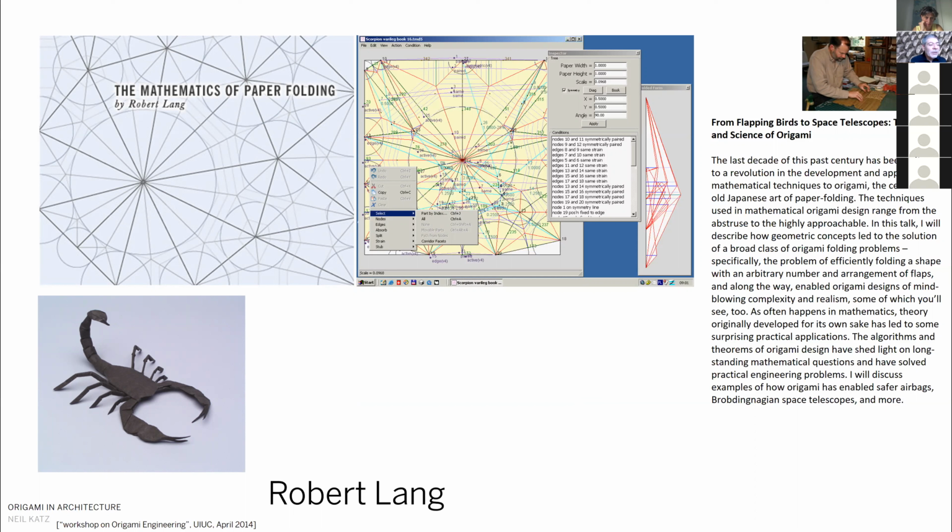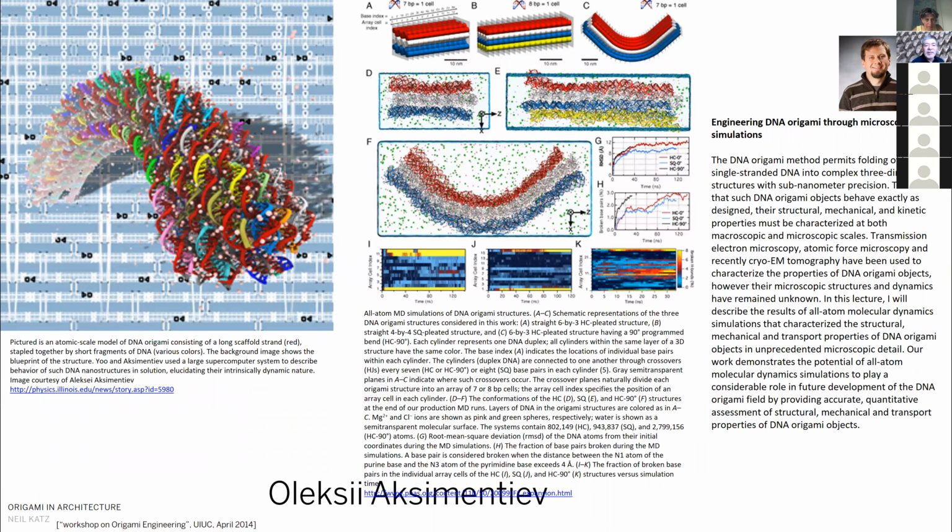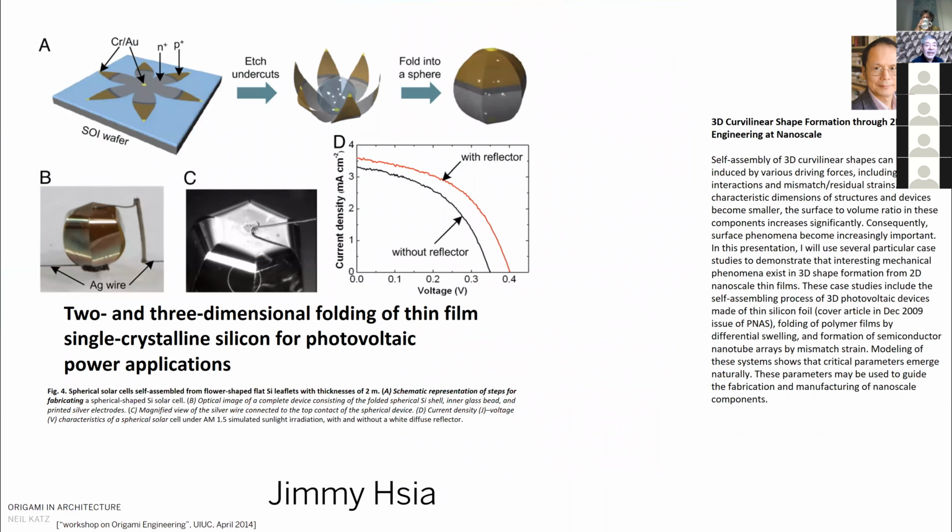So at this conference, there were also people that worked on origami at a very small scale. So folding molecules. This presentation was about DNA, folding DNA. And another paper focused on nanomaterials. So also folding things at a very tiny scale.